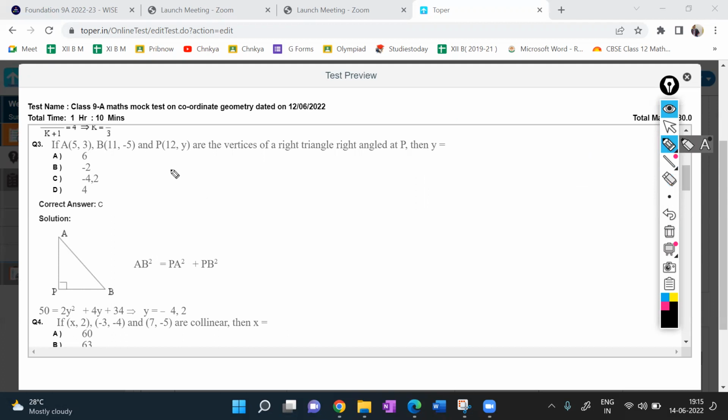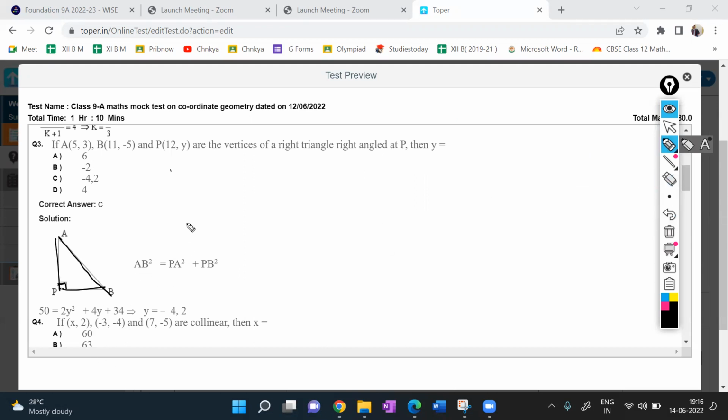Look at this here. This is A, this is B, this is P, right angled at P as given. So as we know, hypotenuse square is equal to base square plus height square. So AB square is equal to PA square plus PB square. This is the formula I used here. Very simple.